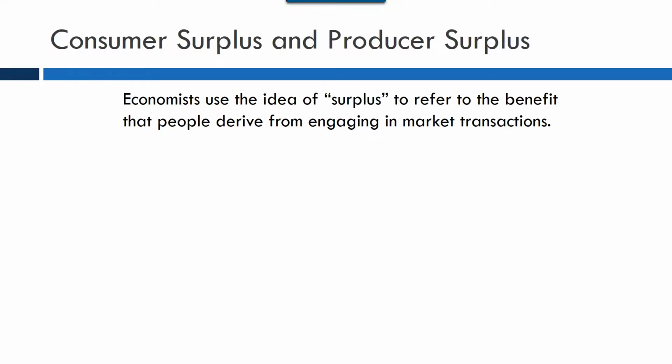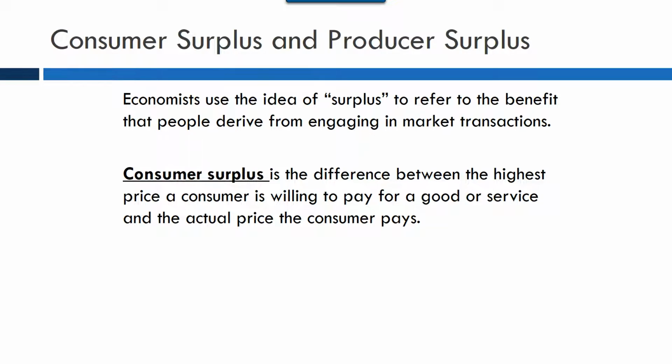So, surplus is the idea of the benefit that you get from engaging in a transaction. So you're not willing to pay more for something than it's worth to you, and so how much it's worth versus how much you pay, the difference there is really the surplus. Or for a business that's almost like profit. So consumer surplus we measure as the difference between the highest price a consumer is willing to pay for a good and what they actually paid for it.